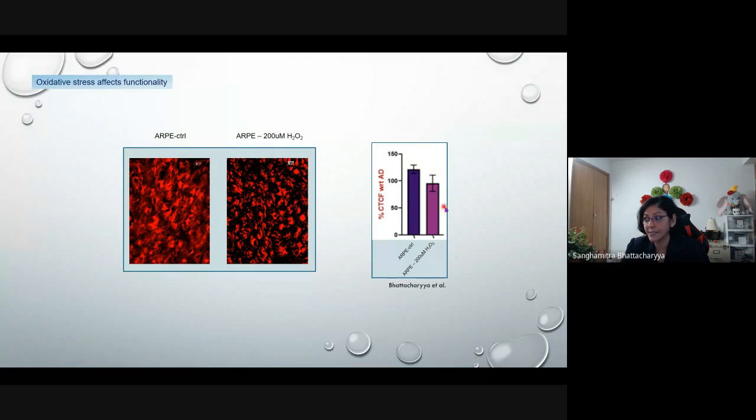The graphical representation clearly shows that cells which were treated with 200 micromolar hydrogen peroxide show a lower intensity than the control set, which clearly points out that with rise in oxidative stress, or with the implementation of a stressed environment inside the mitochondria, the cellular respiration and oxidative phosphorylation is definitely affected, and it gets reflected through data like this. And of course, the mitochondria get stressed.